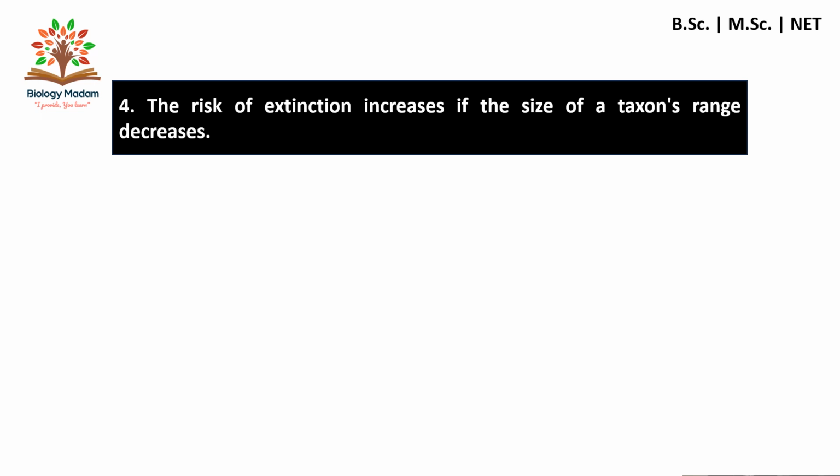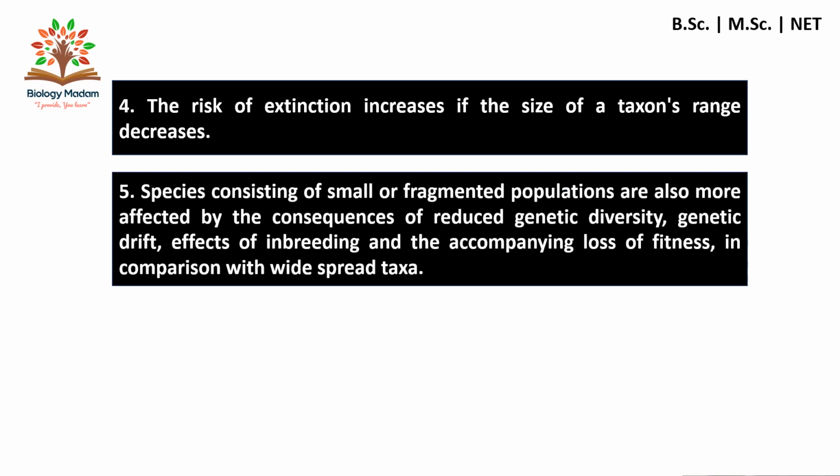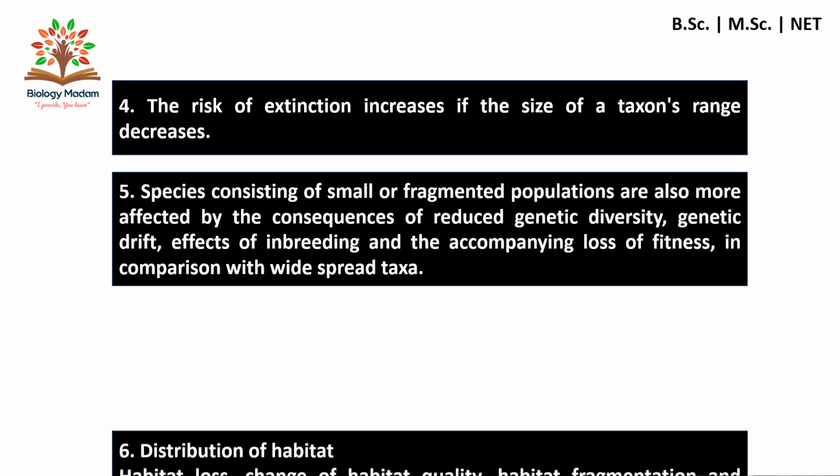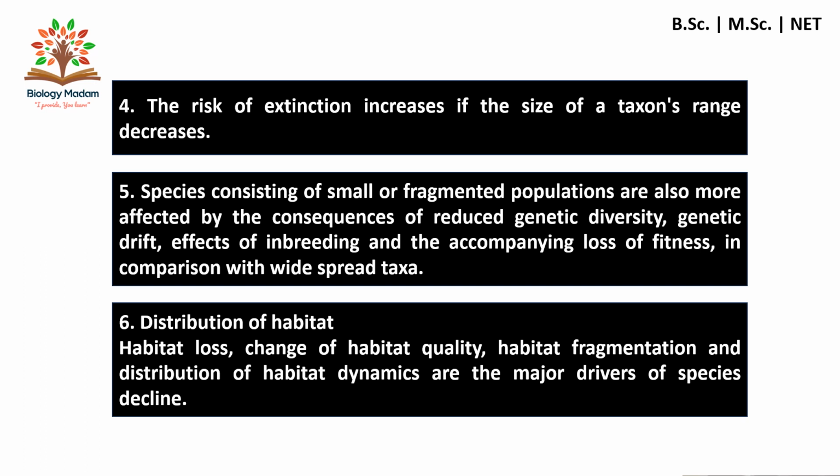The fourth factor is that the risk of extinction increases if the size of a taxon's range decreases. As we know, if the number of individuals decreases, the chance of extinction is very high in that species. If the species consists of small or fragmented populations, then they are also reducing in size. That is another factor. The sixth one is the distribution of habitat.